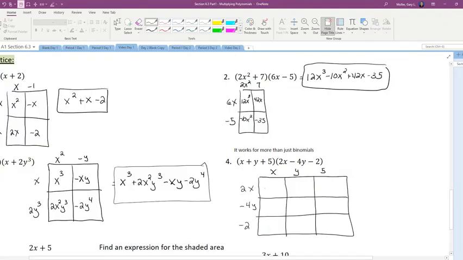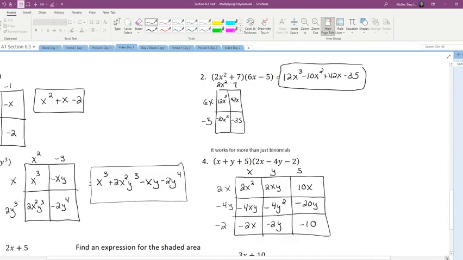2x times x, 2x squared. 2x times y, 2xy. 2x times 5, 10x. Now I'll find the area of the middle row here. So negative 4, alphabetically, xy. Negative 4y squared. And negative 20y. Negative 2x, negative 2y, negative 10.